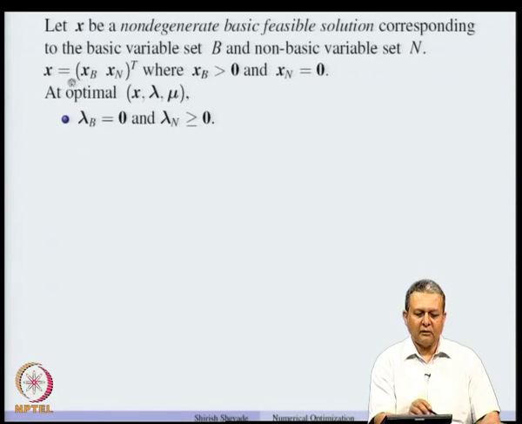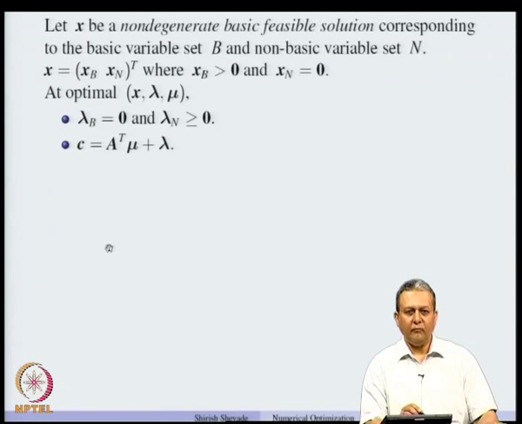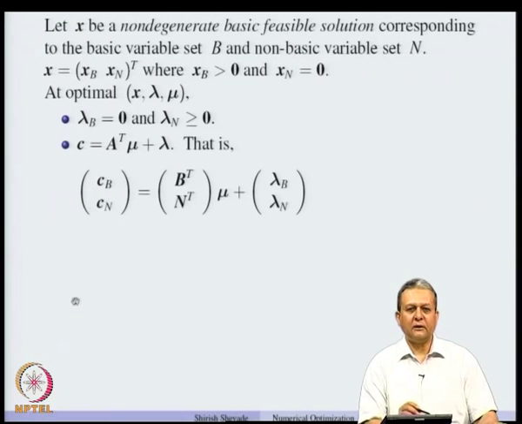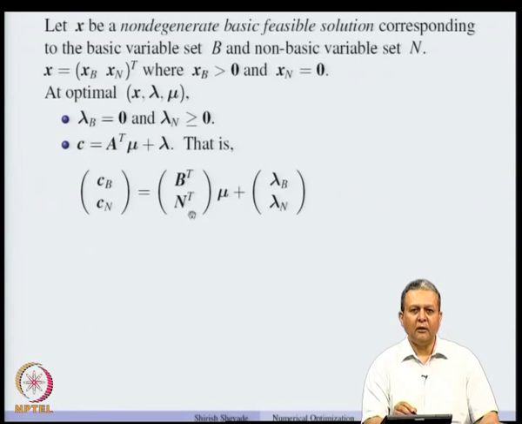And therefore, we started with a basic feasible solution, which is x_B, x_N, which if it is optimal, lambda_B has to be 0 and lambda_N non-negative. Now, c is equal to A transpose mu plus lambda. We will make use of this equation to get mu. As we split x into two parts x_B and x_N, we split c also into two parts c_B and c_N, and the A matrix we have already split into two parts B and N. So, the equation c equal to A transpose mu plus lambda can be written as c_B is equal to B transpose mu plus lambda_B, and c_N is equal to N transpose mu plus lambda_N.